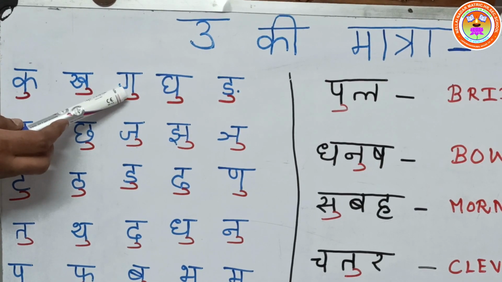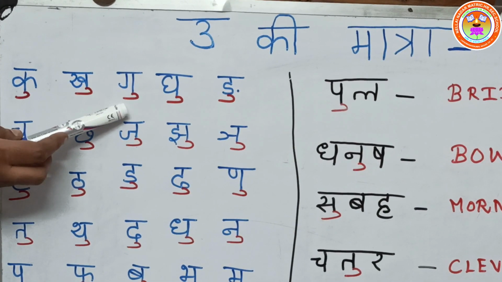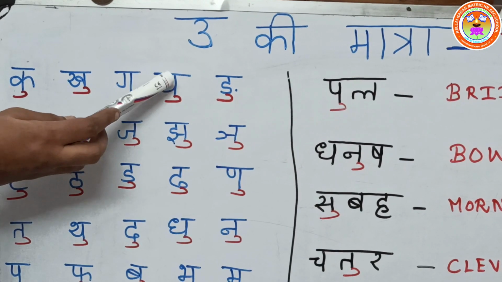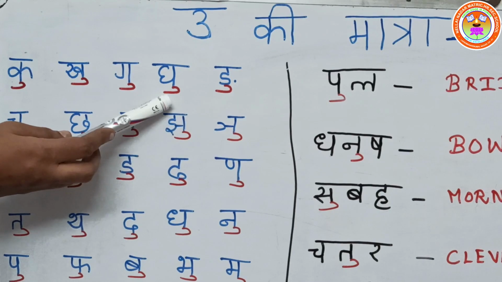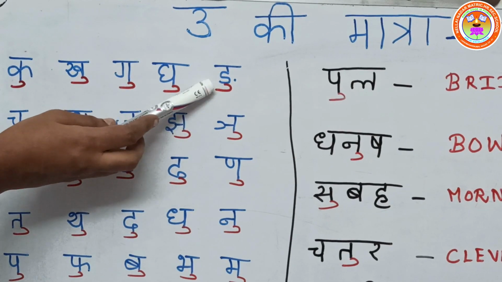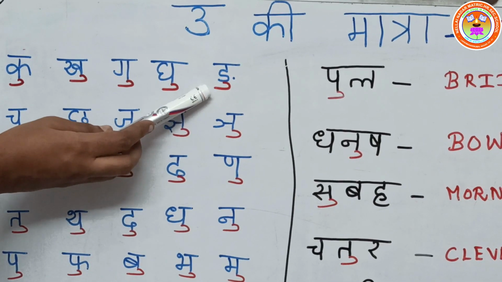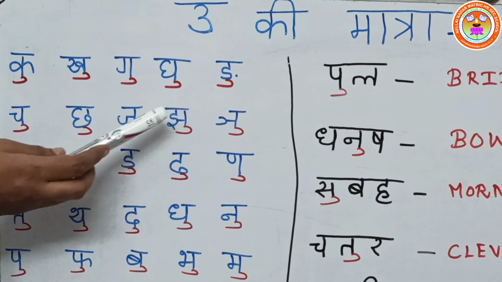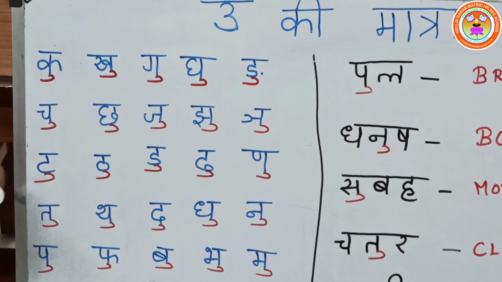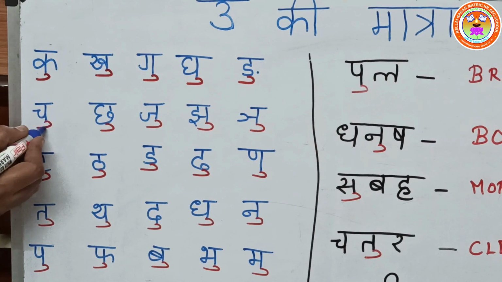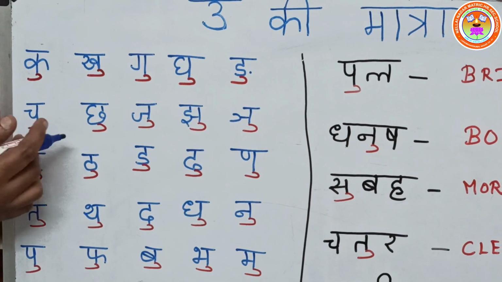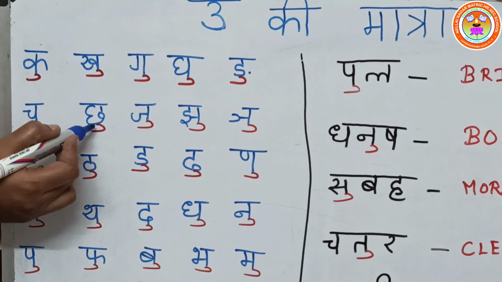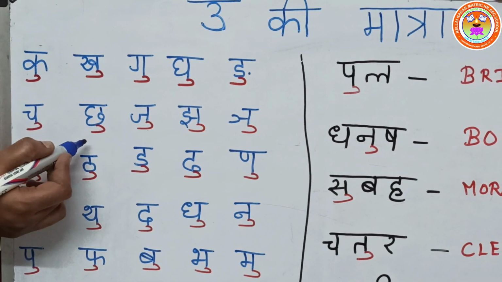When G is added with U ki matra, it becomes gu. N, when it is added with U ki matra, it becomes nu. Next line children, see I am adding CH with U ki matra. When I add CH with U ki matra, it becomes CHU.